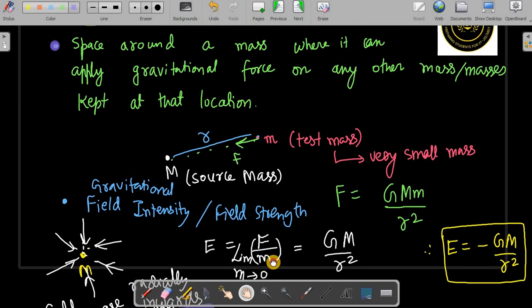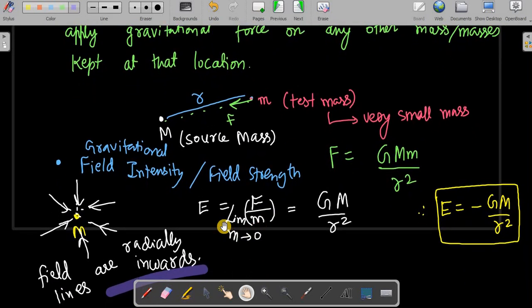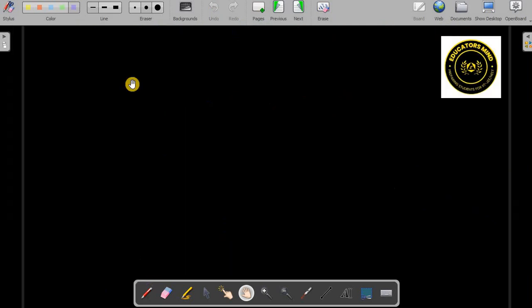Now if we want to calculate field due to a distribution of masses, you can calculate for each point mass and add them as vectors, because force is a vector, so field is also a vector. And there can be various results on these calculations of the field. Some of the important results we can summarize. So let us summarize important results on gravitational field.